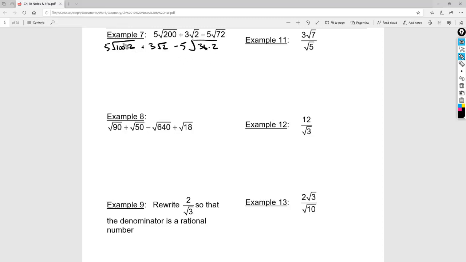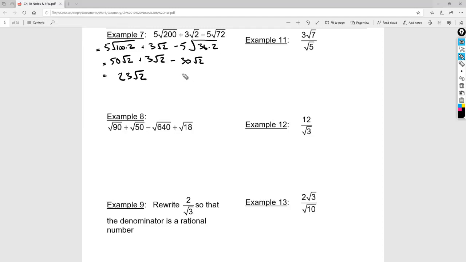Okay, so again, my 100 here is the same thing as 10. Sorry, the square root of 100 is the same thing as 10. So the square root of 100 times 5 is 5 times 10, or 50. Again, nothing we can do with that. And then the square root of 36 is 6. 6 times 5 is 30. Right, now I can combine my terms. So 50 plus 3 is 53. 53 minus 30 is 23. Root 2.